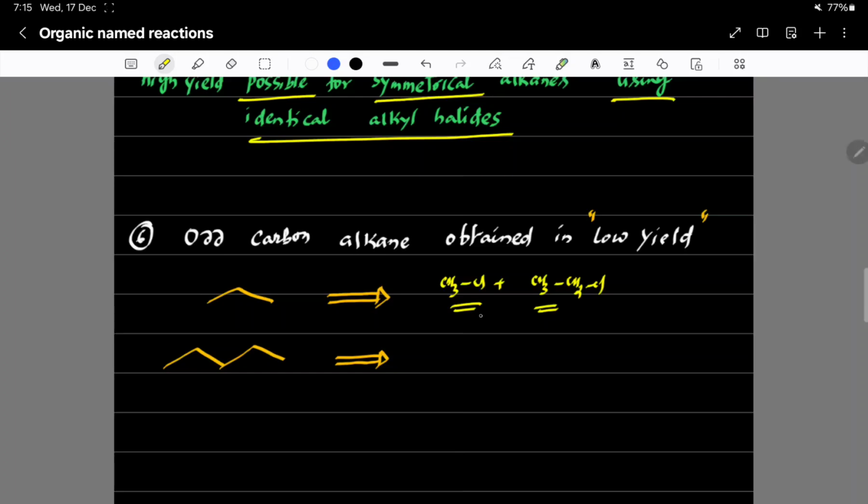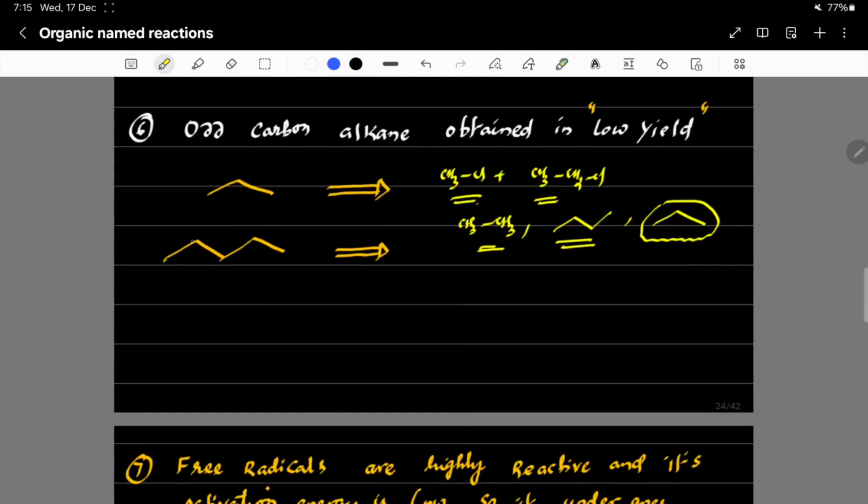Because the methyl radical undergoes dimerization, it will give ethane as a product. And ethyl radical and ethyl radical undergoing dimerization will give butane. And ethyl radical and methyl radical undergoing dimerization will give propane. So here propane is obtained as a product, but it is accompanied by other byproducts also, right? The contribution of byproducts is also possible along with the main product. So that's why, student, odd carbon alkane is obtained in a low yield only, right?